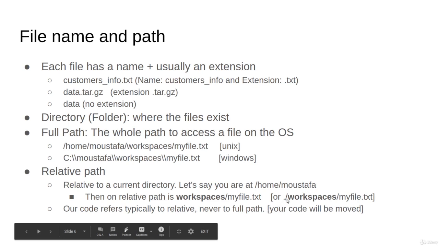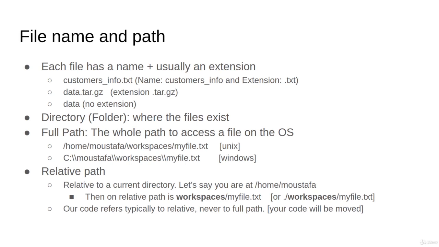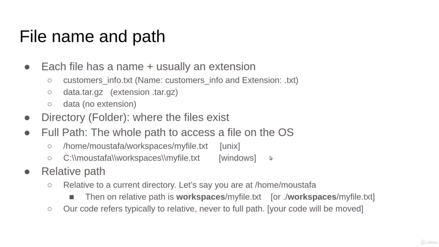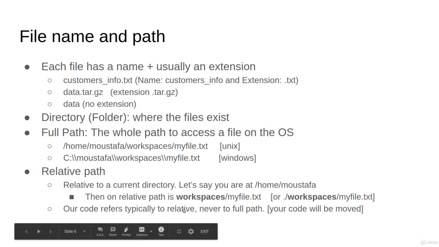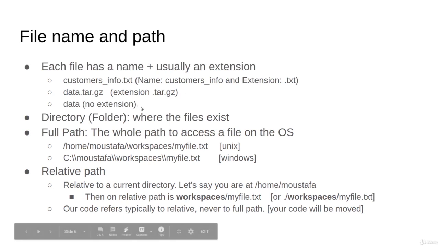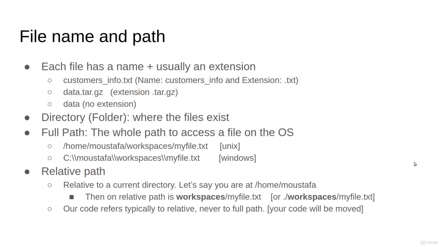You can also write ./workspace. The dot here is referring to the current directory. And remember, in the module system, we learned about the dot and double dot. So the dot is actually referring to the current directory, so it's like current/workspaces. In our code, we typically refer to relative paths, not full paths, because remember that your code will be moved to another machine. So it cannot be hard coding something in your file about where exactly a file exists. So it can be something like data/somefile, but it will never be a complete path.